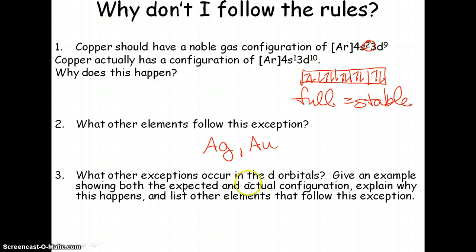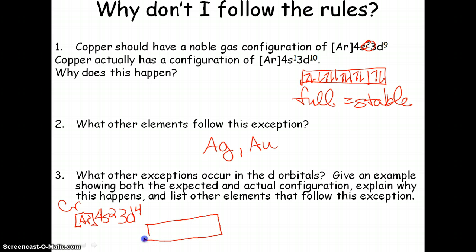All right, what other exceptions occur in the d orbitals? Well, if you have an element that is, say, 4s2, 3d4, this would be chromium, so argon. All right, there's the noble gas. All right, it will do the same thing.